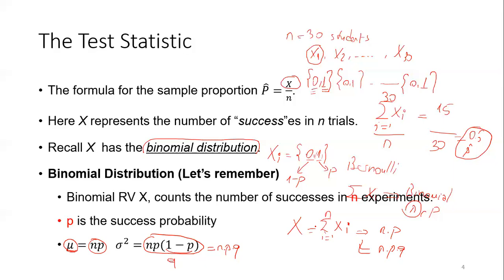Why do I need this? I need this because, remember, I just want to find mu. I want to say something about mu, and the way to do that is to look at x bar. So first we look at the parameters of x bar: its mean, mu of x bar, its standard deviation, sigma of x bar, and its distribution.